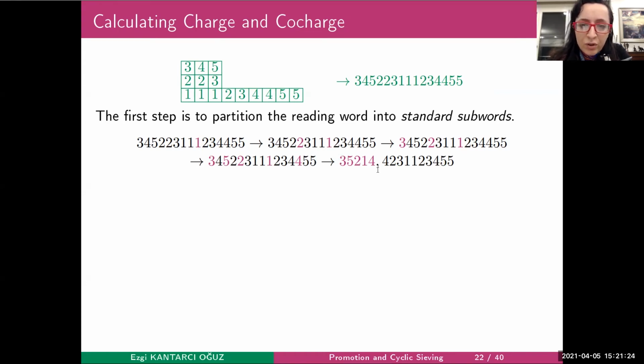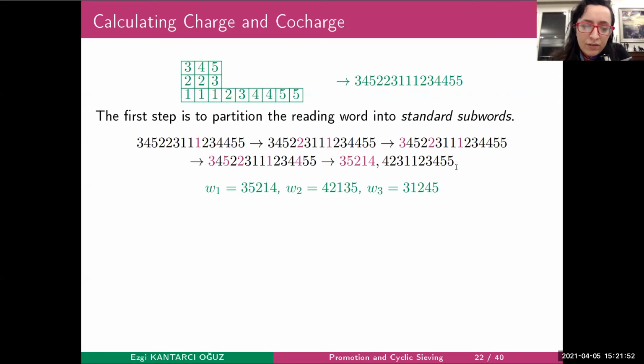We take those out and then we repeat the process. And here in this example, we got 3 standard subwords, each of size 5, but in general, some of them could be smaller if we are not using each number the same number of times.